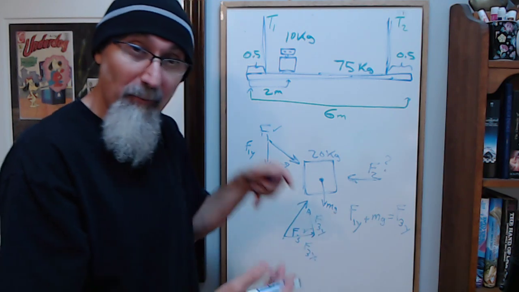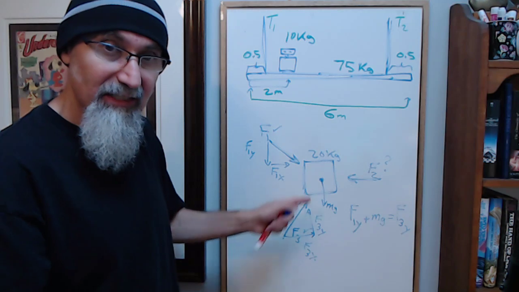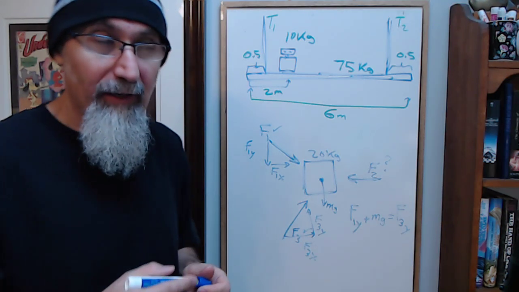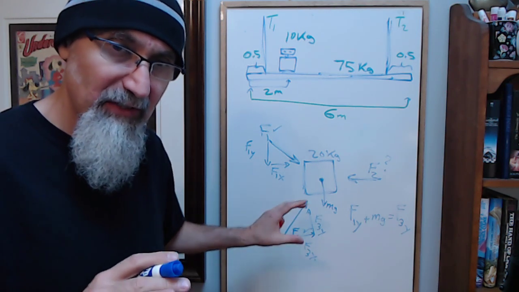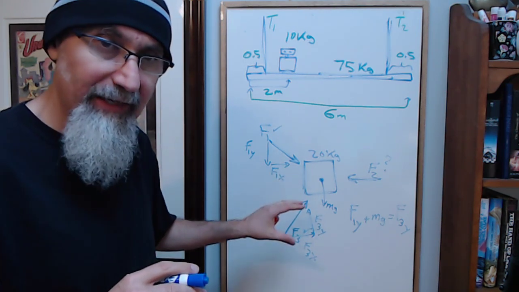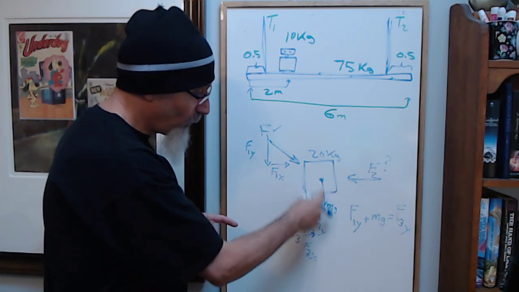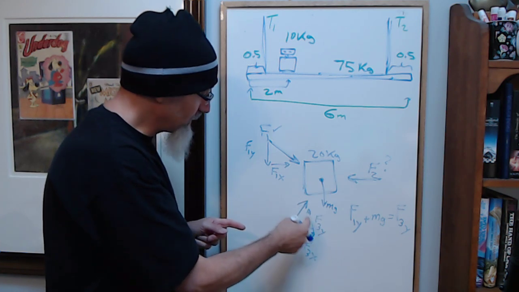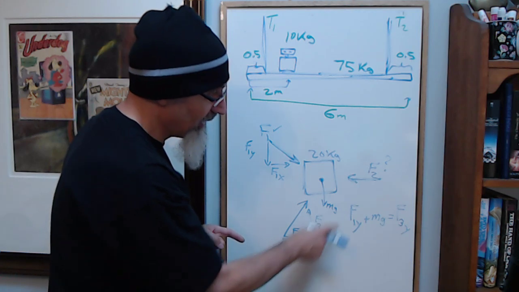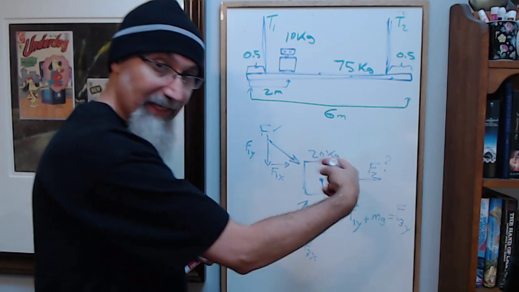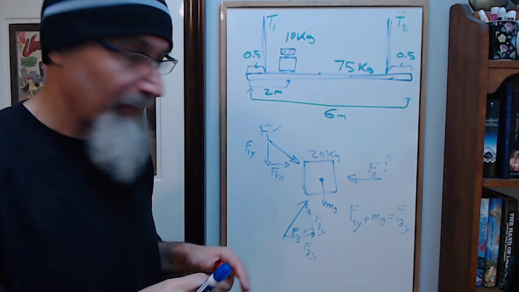So they have to balance. This plus this has to equal that, if the thing is not accelerating. If it's moving at constant speed this is also true, but let's say it's static. In the x direction, the weight doesn't come into play because it acts straight down. Then F1x plus F3x has to equal F2 in the x direction. The forces have to balance out.